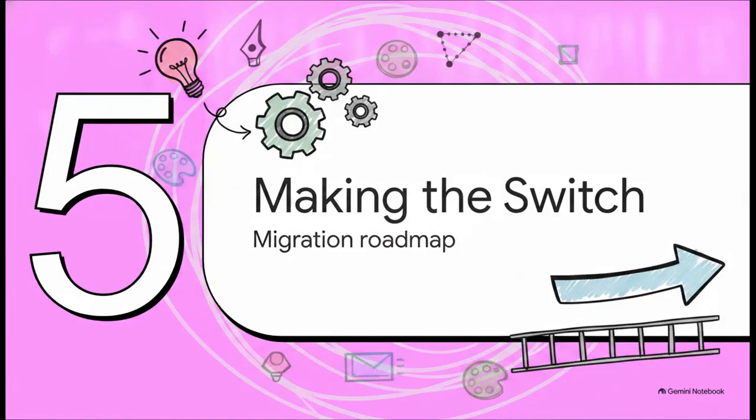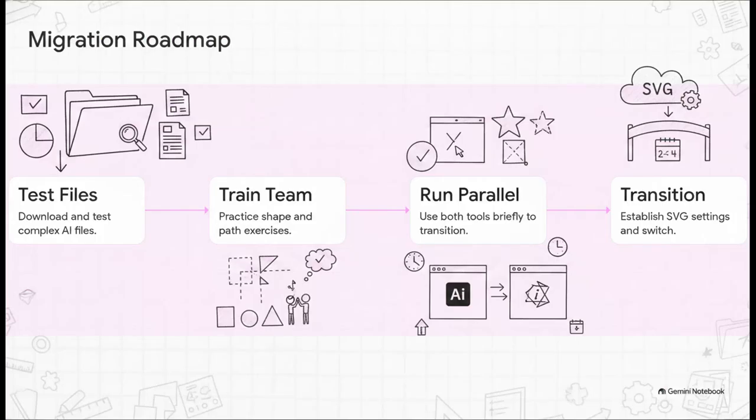This leads us to our final part, Section 5, Making the Switch, your actionable migration roadmap. So, if Inkscape sounds like it aligns with your business needs, here is exactly how you can safely and efficiently migrate your team without blowing up your output. Step 1. Download the software and immediately test out your most complex existing Illustrator files. You want to thoroughly check for any compatibility issues right up front.